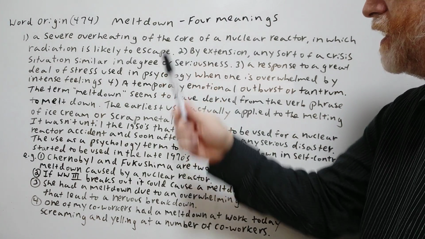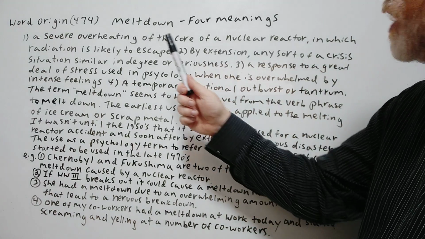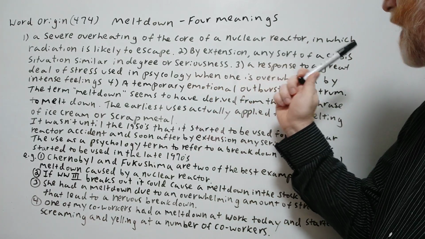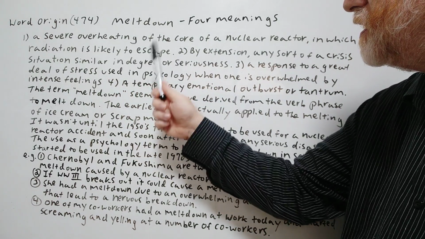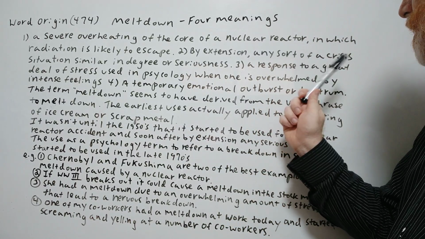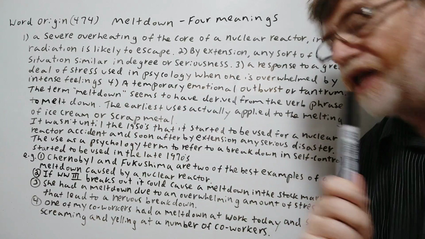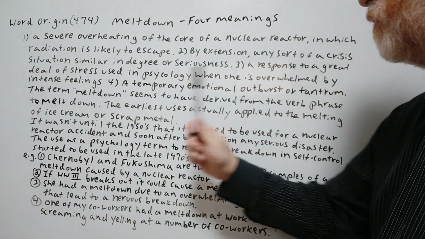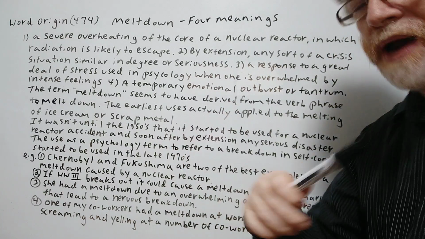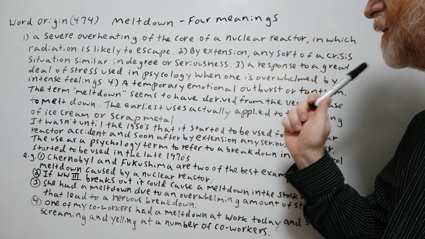A severe overheating of the core of a nuclear reactor in which radiation is likely to escape. All right, the second meaning, by extension, any sort of a crisis situation similar in degree or seriousness. Good. Number three, a response to a great amount of stress used in psychology when one is overwhelmed by intense feelings. All right, number four, probably an extension from number three, a temporary emotional outburst or tantrum.